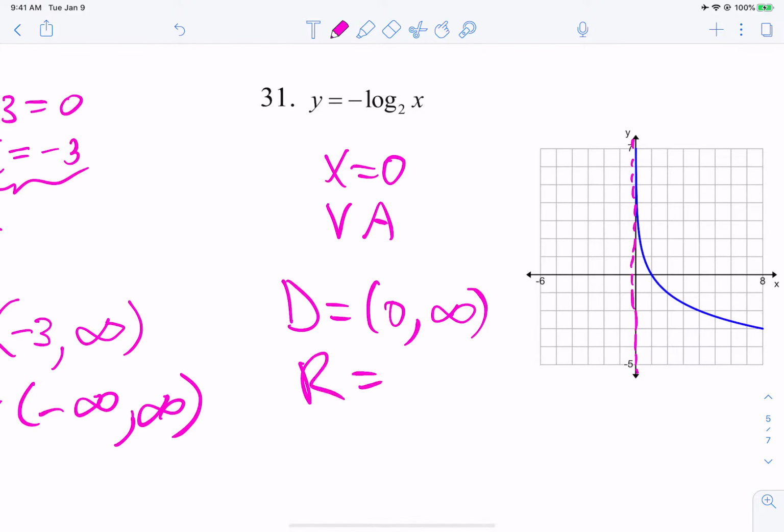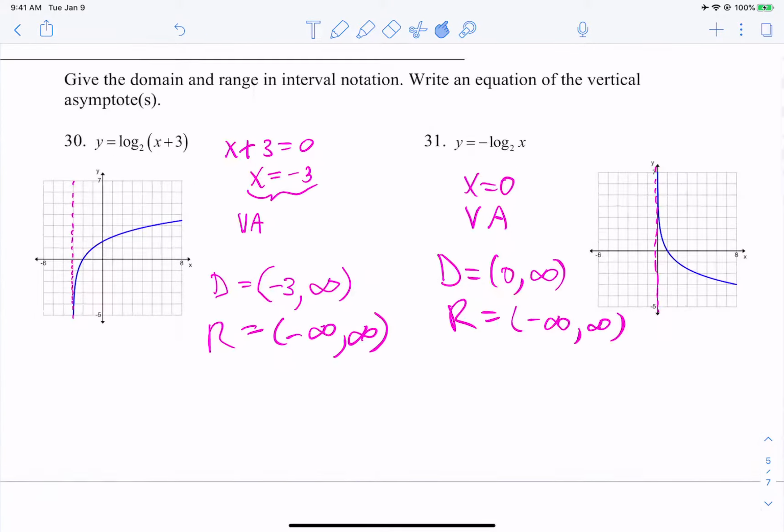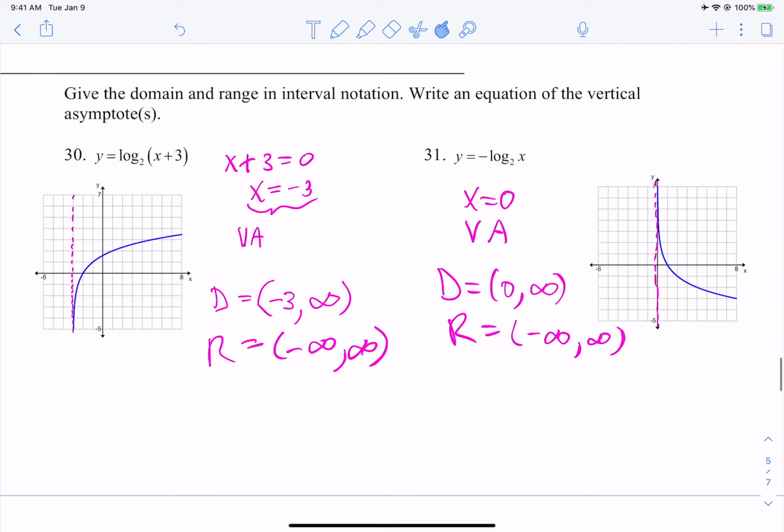Now let's take a look at our range. This graph will extend down as low as we want, go up as high as we want, and without skipping any values in between, our range is -infinity to +infinity. Does anybody have any questions about 30 or 31?